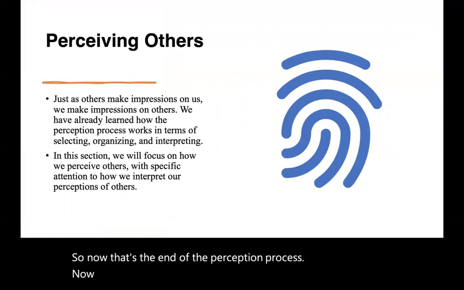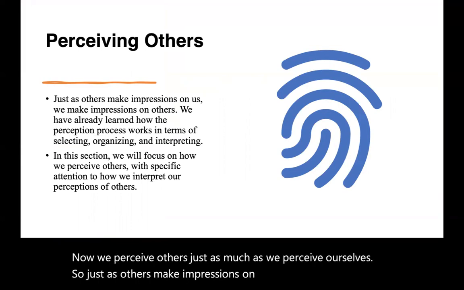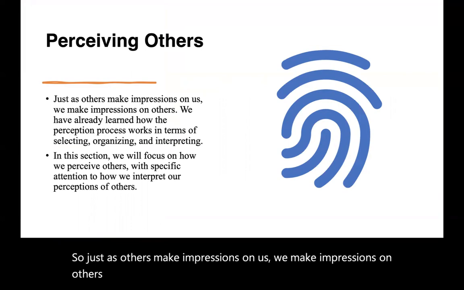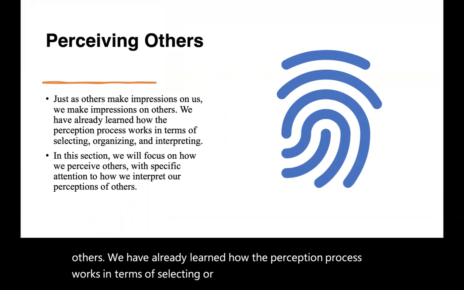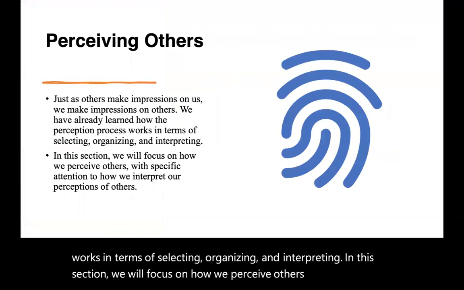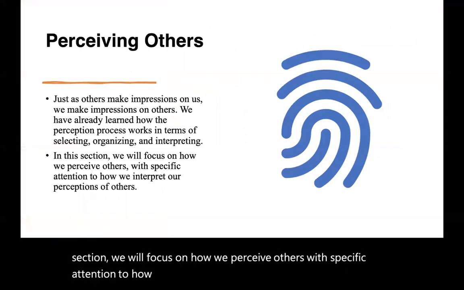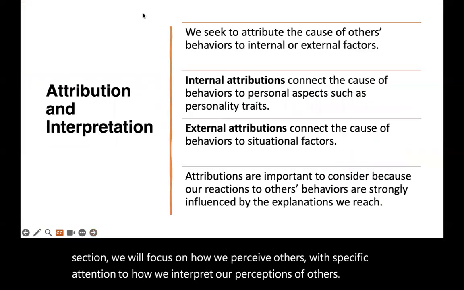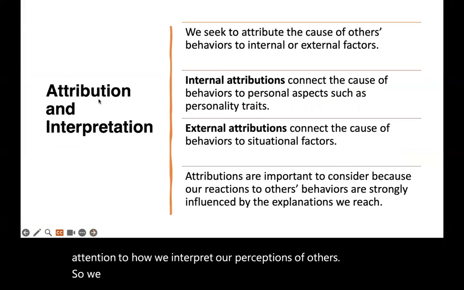Now we perceive others just as much as we perceive ourselves. So just as others make impressions on us, we make impressions on others. We have already learned how the perception process works in terms of selecting, organizing, and interpreting. In this section, we'll focus on how we perceive others, with specific attention to how we interpret our perceptions of others. So we like to perceive others through attribution and interpretation.